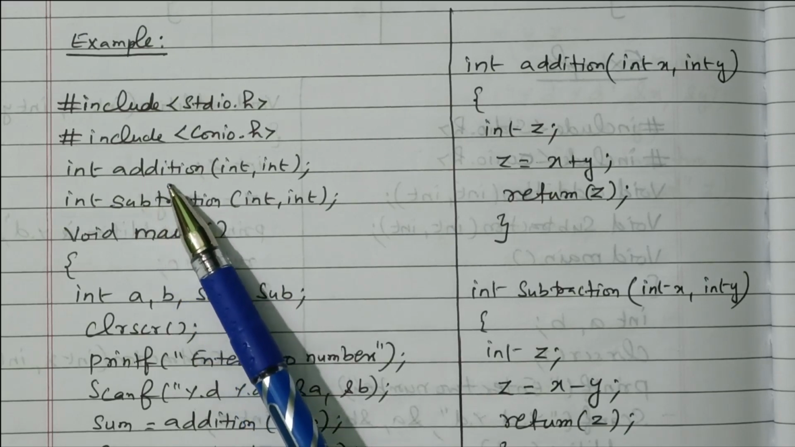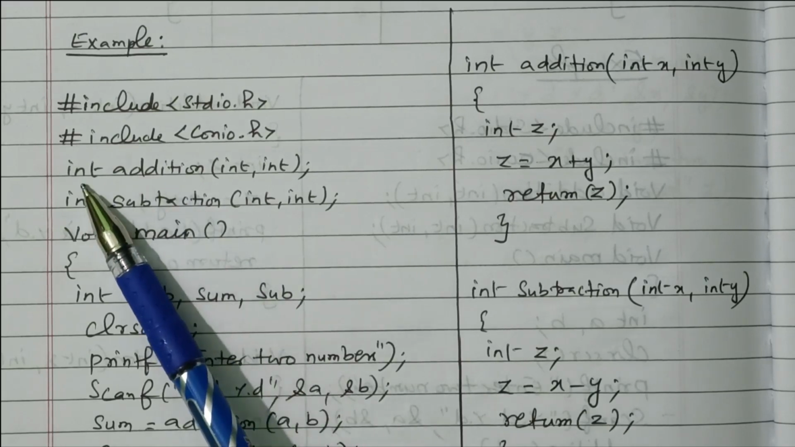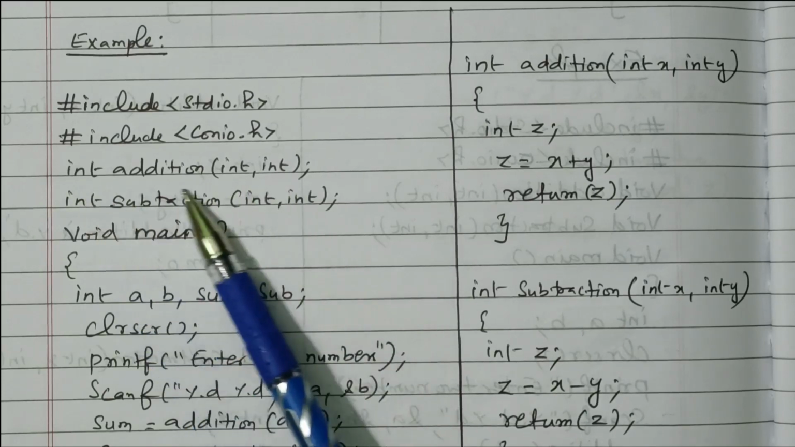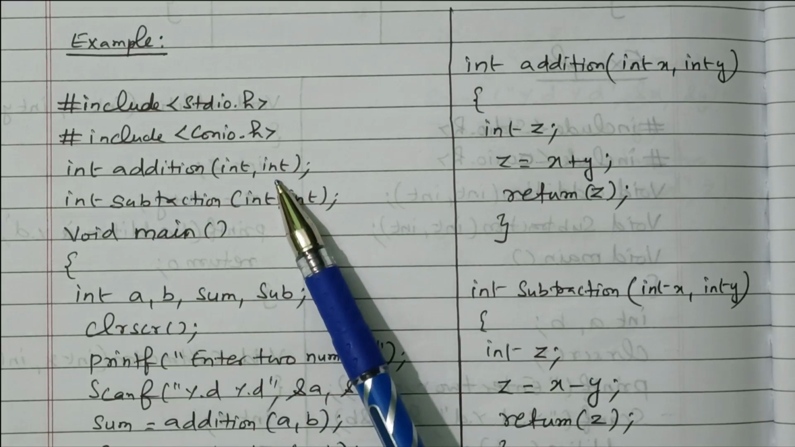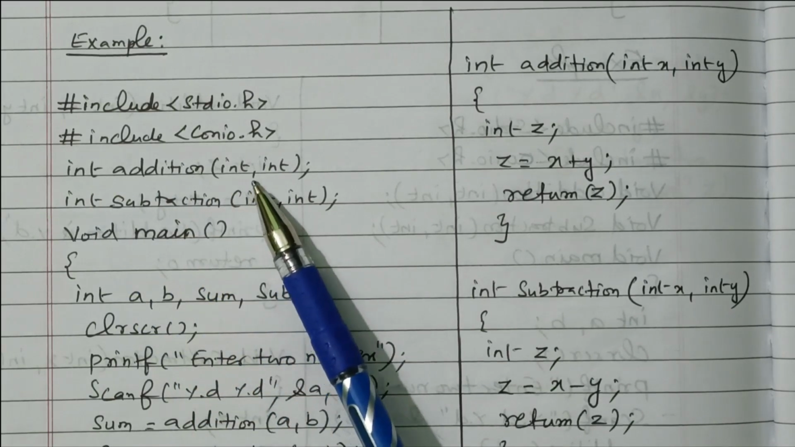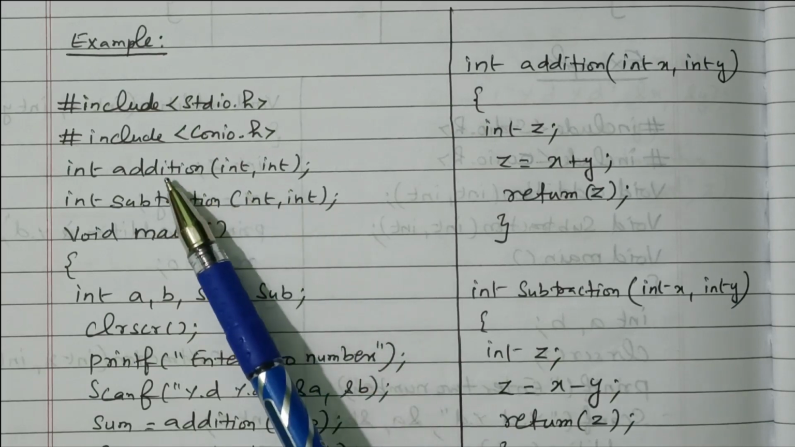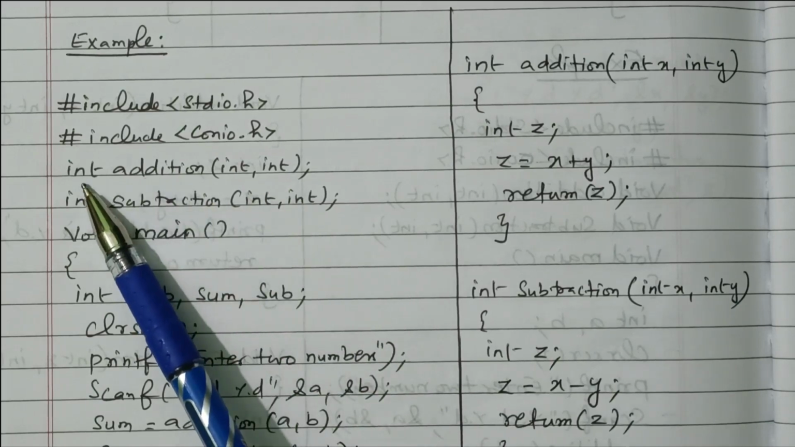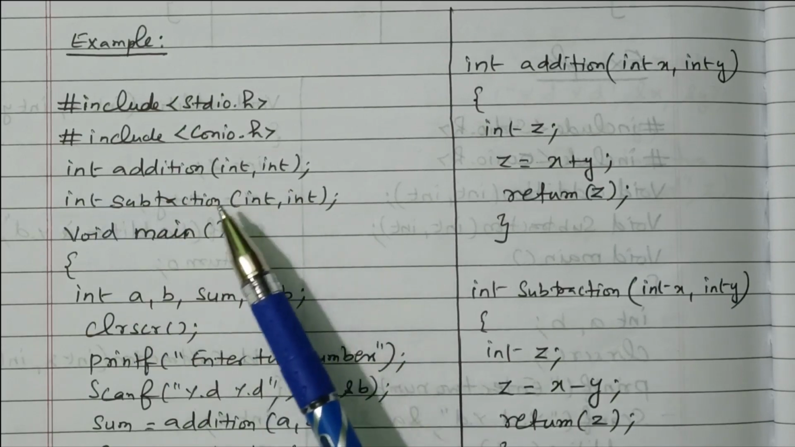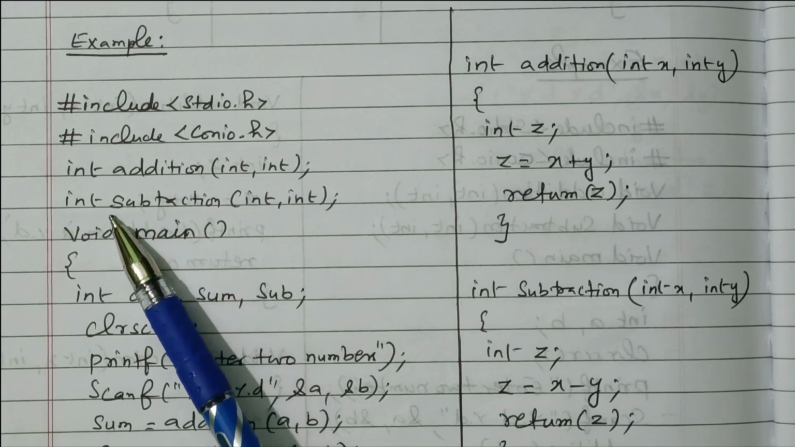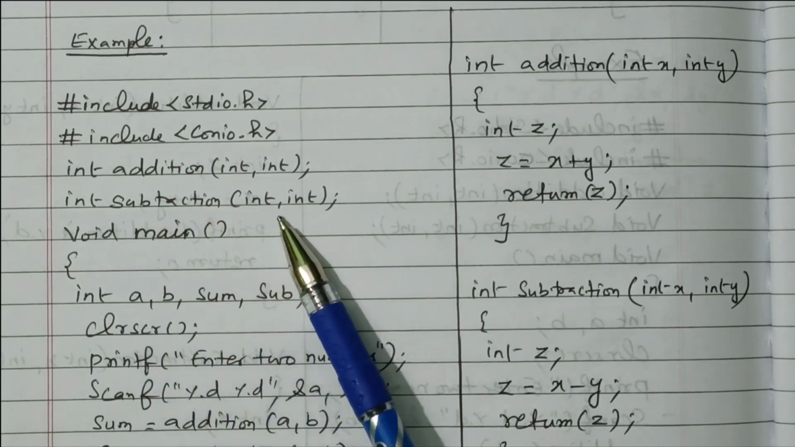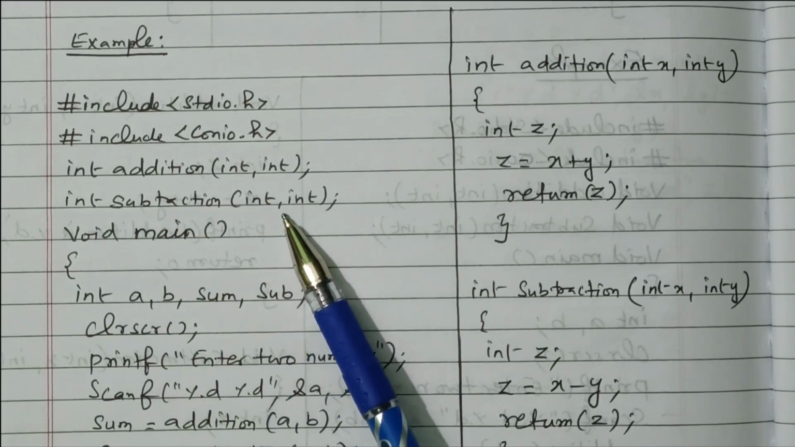The first function name is addition. The return type is integer and we are passing two integer values. So a function declaration has three parts: the return type, the function name, and the variables we are passing. Here the function name is addition, the return type is integer, and the passed values are two integers. Similarly, we are declaring one more function. The function name is subtraction, the return value is integer, and we are also passing two integer variables, right?